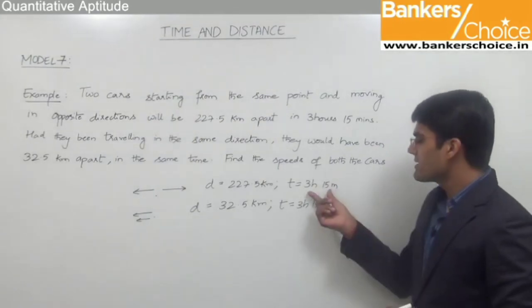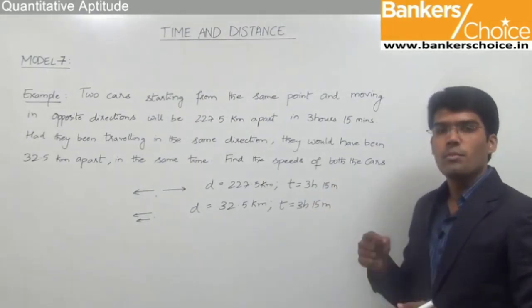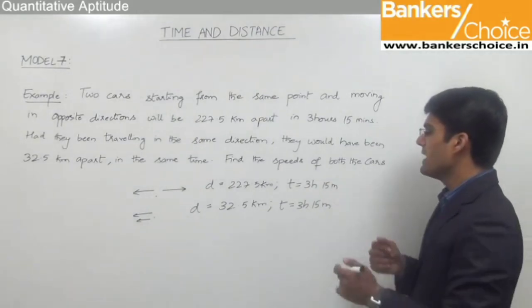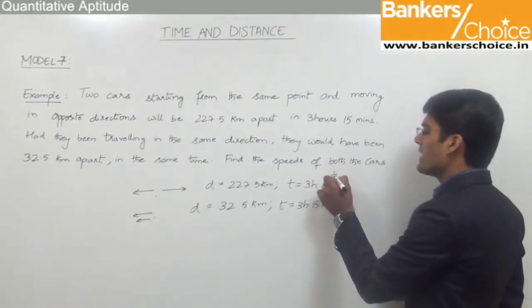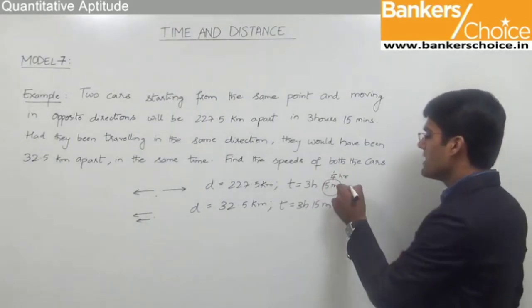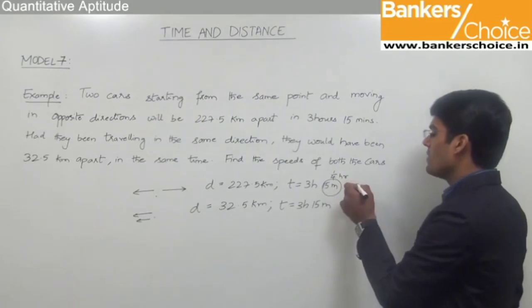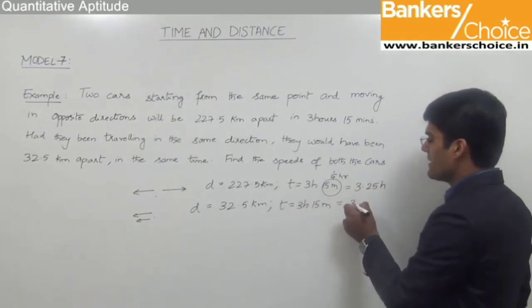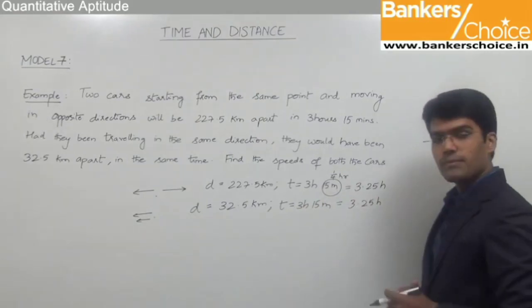Let us first convert this time of 3 hours 15 minutes into a proper unit, that is completely into hours. We know that 15 minutes is nothing but 1/4 of an hour, and 1/4 of an hour can be taken as 0.25 hours. So this 3 hours and 1/4 of an hour will altogether become 3.25 hours. And even in the second case, the time will be 3.25 hours.